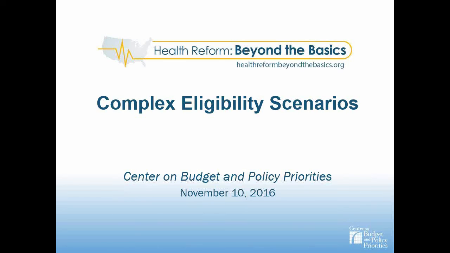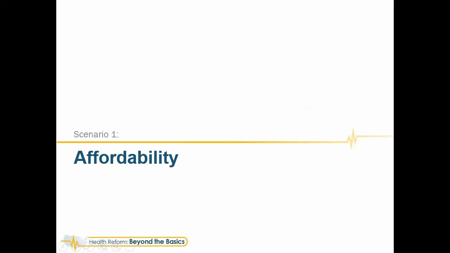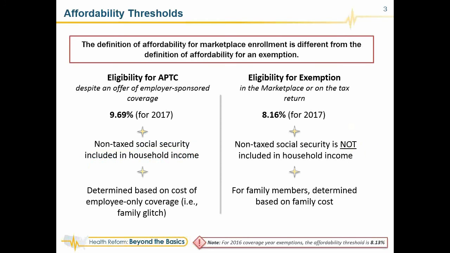Hi, good afternoon, everyone. So today we're going to talk about some complex eligibility scenarios. You all bring us a lot of complex problems, and we're going to highlight a few of them to help inform the whole group of the kinds of issues that you bring to us one by one. So we're going to start with an example on affordability. We get this question an awful lot.